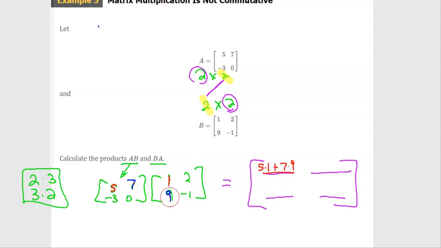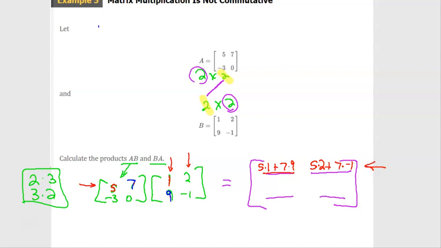Then I'm going to stay with that same row. I'm taking row 1 and multiplying it by column 1, and then row 1 by column 2. So you're going to have 5 times 2 plus 7 times -1. Again, pause the video, make sure you understand what I'm doing. I'm taking row 1 times column 1, and then row 1 times column 2. This is my new row 1.